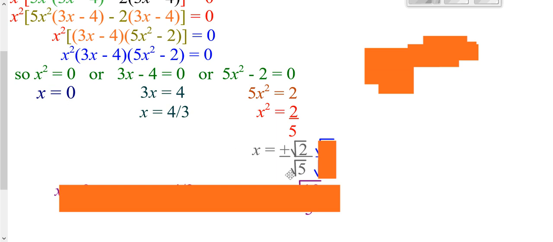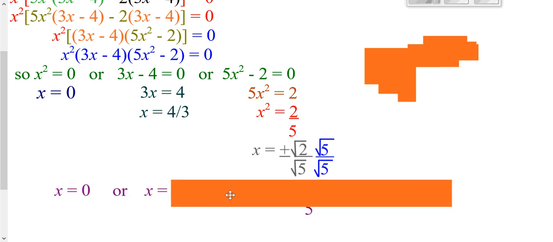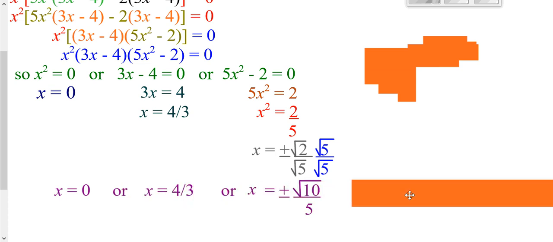You want to get that root out of the bottom, so multiply the top and bottom both by √5. So we really get 0, 4/3, and plus or minus √10 over 5.